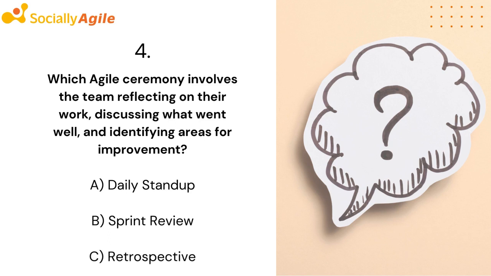C, retrospective. Correct. The retrospective is dedicated to team reflection and continuous improvement. It's an essential part of the Agile process, where the team discusses what went well, what didn't, and how they can enhance their processes for the next iteration.